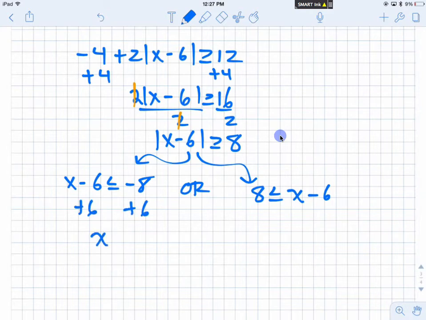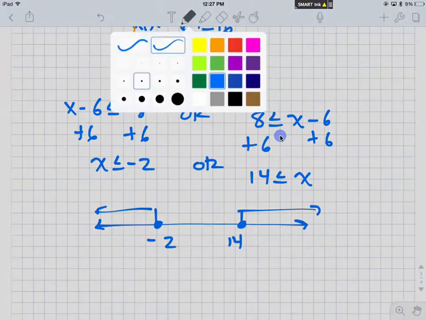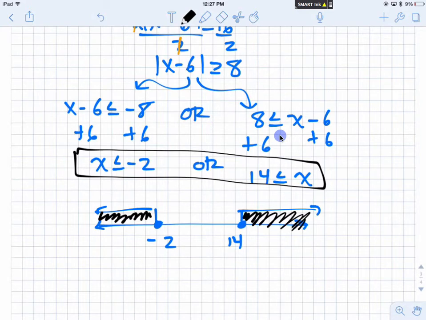So x could be less than or equal to negative 2, or x could be, or I'm going to say 14 is less than or equal to x. And if we were to graph this on a real number line, we get a solution set that looks like this. And it's kind of an awkward one. There's no nice, succinct way to write it. This is how you write your solution set, because it's comprised of two distinct intervals of numbers.